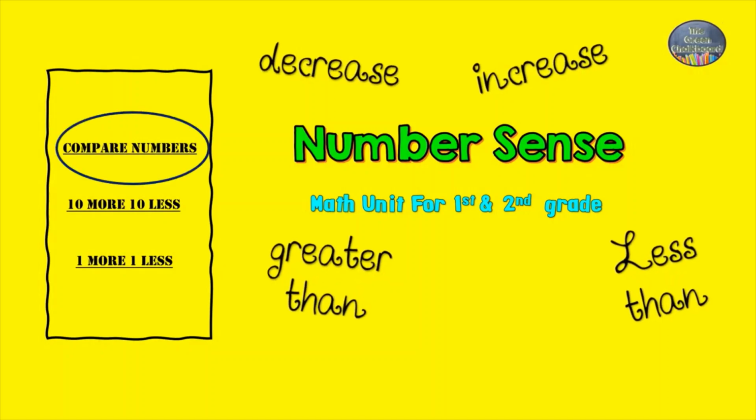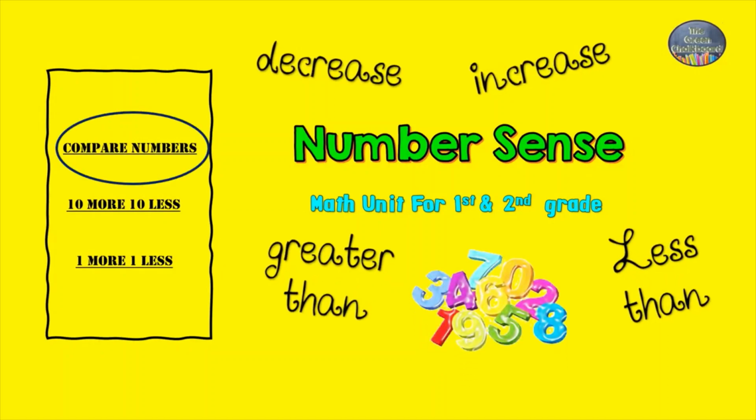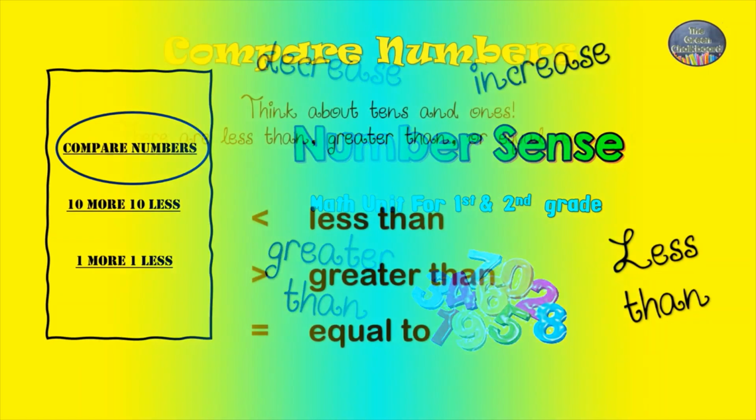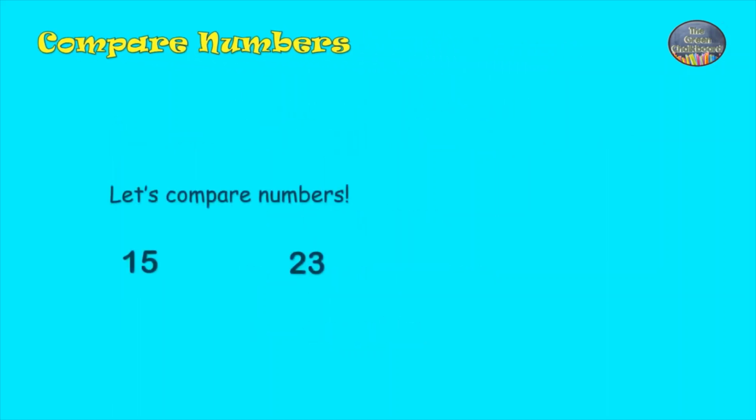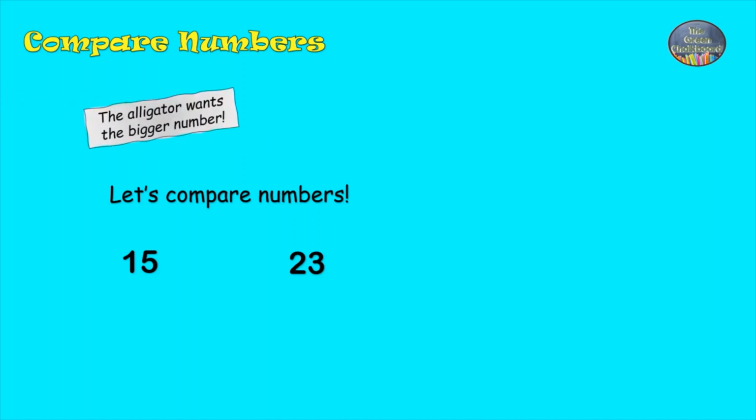Let's compare numbers. When comparing numbers, think about tens and ones. There are less than, greater than, or equal amounts. When comparing numbers, the alligator wants the bigger number.